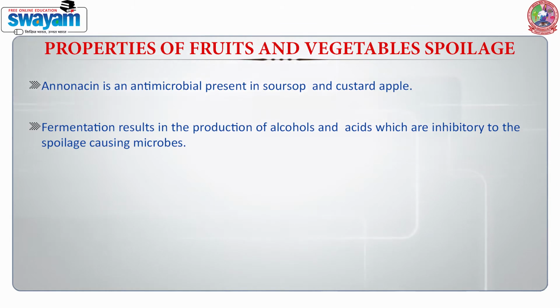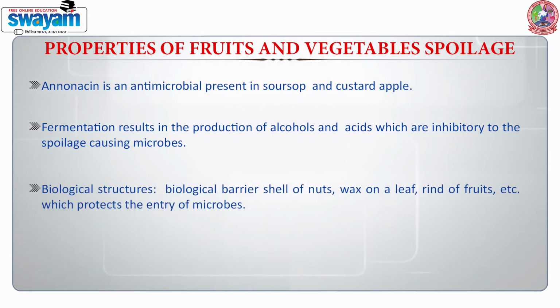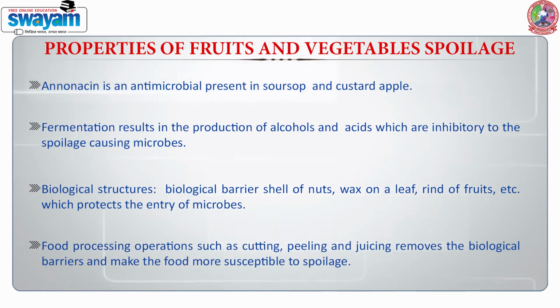Therefore, there are also certain features like biological structures. These serve as biological barriers, and these include the shell of nuts, wax on leaves, rind of fruits, etc. Collectively, these prevent the entry of microorganisms and prevent the spoilage of food. Food processing operations, however, such as cutting, peeling, juicing, remove these biological barriers and therefore make the food more susceptible to spoilage.